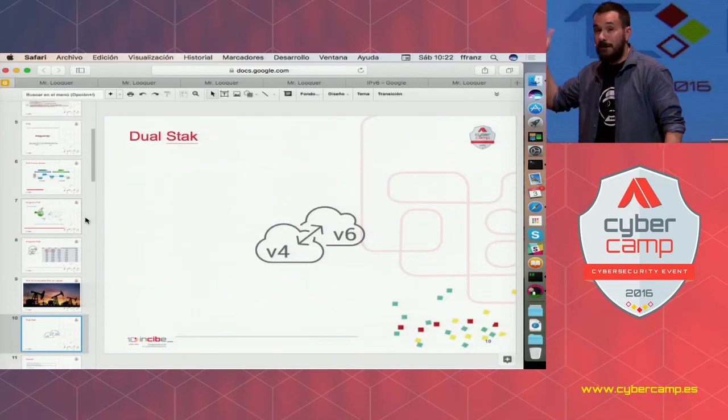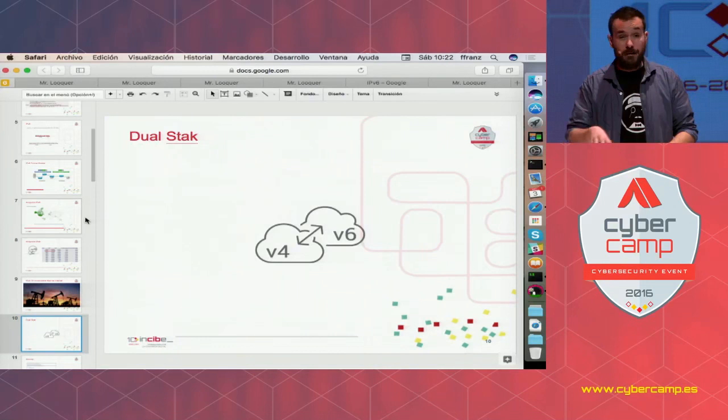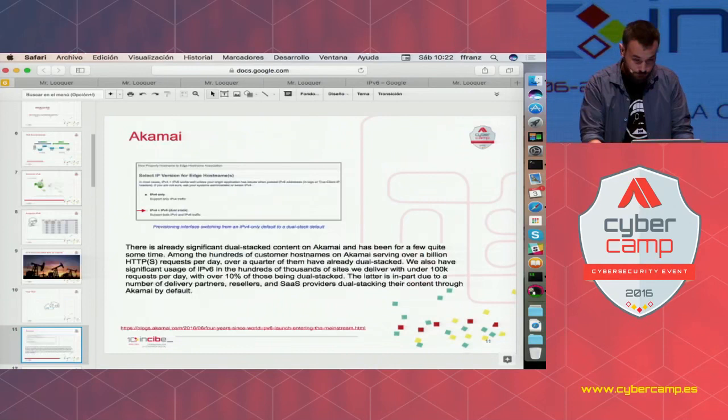have the dual stack. Dual stack means that from now on, many systems will have two IPs. You will have to manage two different IPs. If you are not ready for IPv6, everything that you do on IPv4, perhaps it is not useful at all, because you will have a way to access to your system through IPv6.